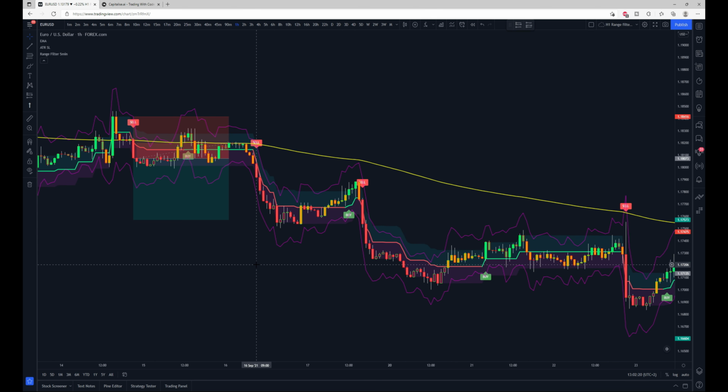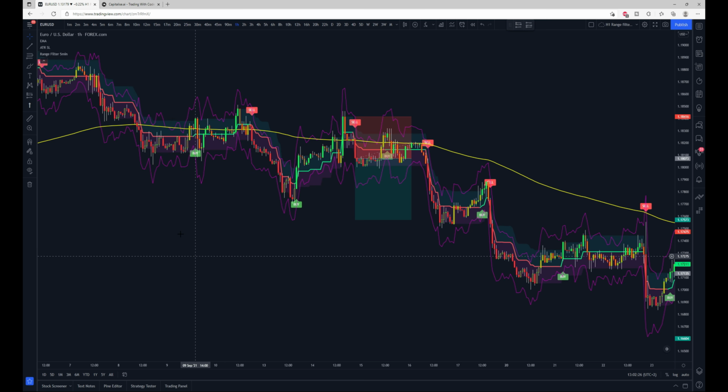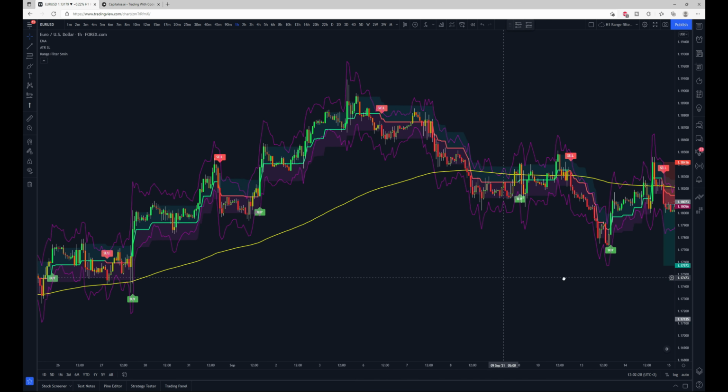So that's how I'm doing the 100 tests, not counting the signals that are given while a trade is currently open. All right. So let's just find a buy signal over here.